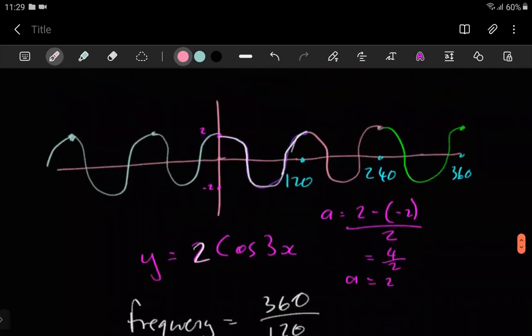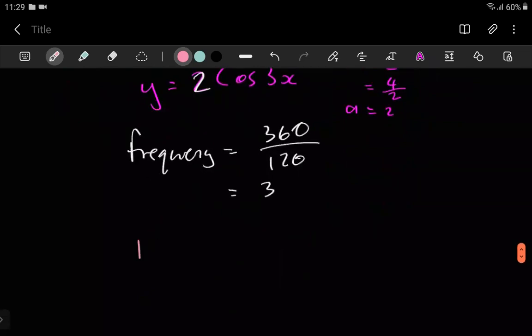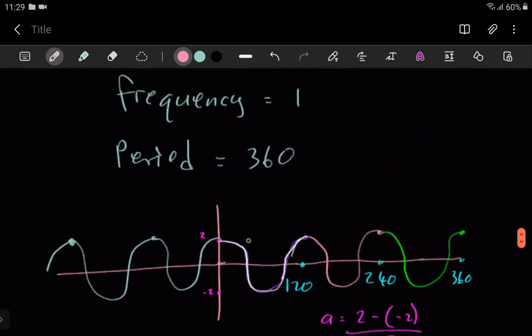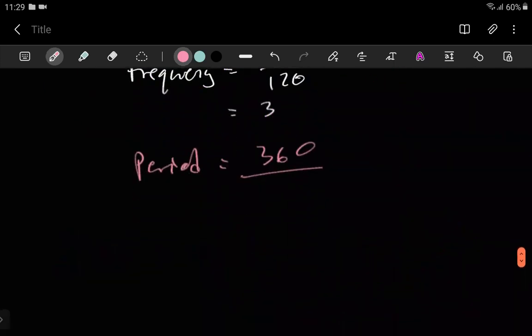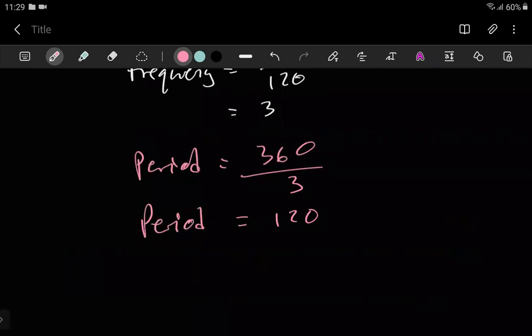If for some odd reason you did not know what the period was, but you can see that in a space of 360 there are 3 graphs, so the frequency is a 3. To get the period, you would just say the period is equal to 360 divided by the frequency, which is 3 full graphs in a space of 360. And then you get your 120. This would give you your period. And that's how you work out these kinds of things.